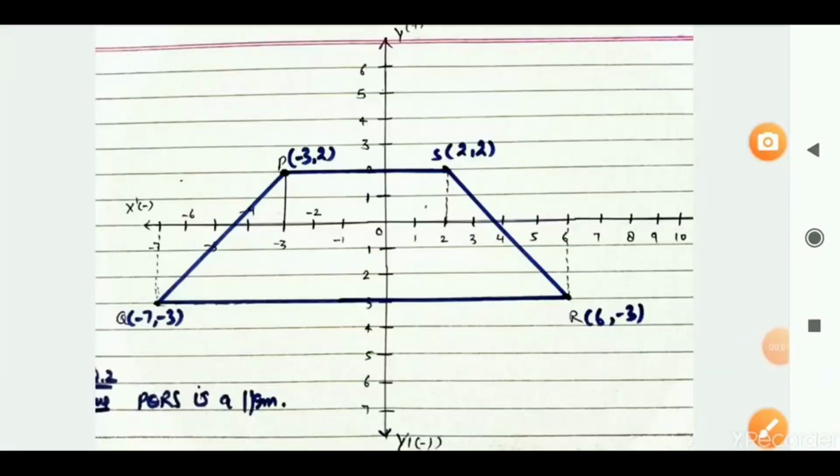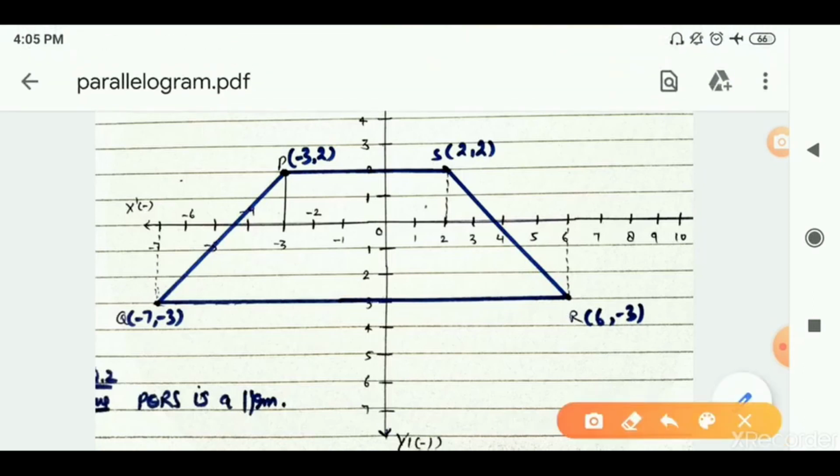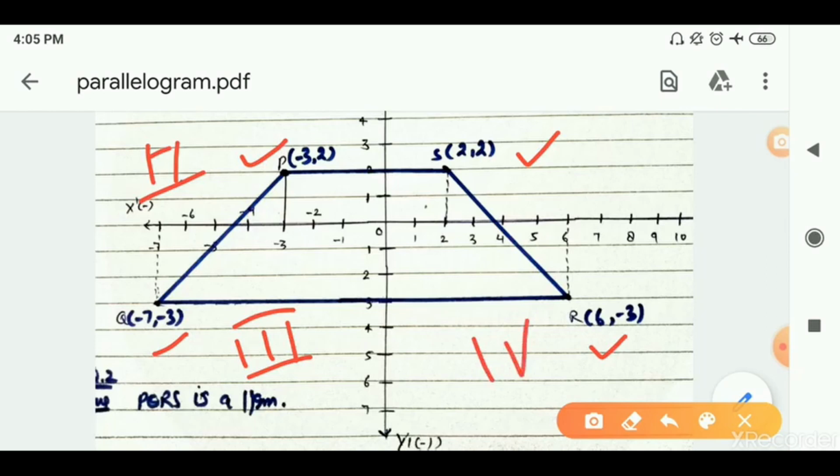So as you can see, we have drawn the given coordinates on a grid like a graph paper. The coordinates of point P was -3 comma 2, coordinates of point Q was -7 comma -3, coordinates of point R was 6 comma -3, and coordinates of point S is 2 comma 2, which are lying in the second, third, fourth and first quadrant respectively.